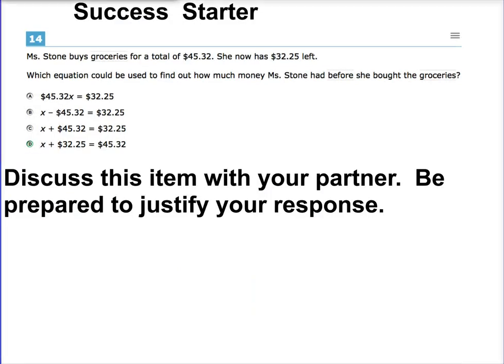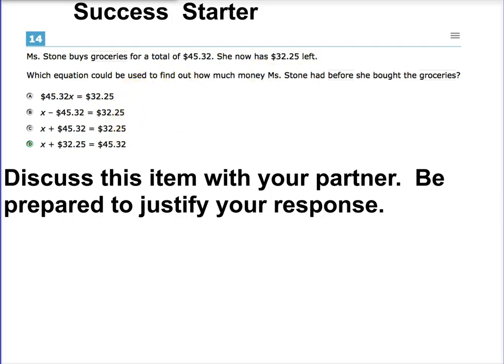First, we're going to start with a couple more items from the Smarter Balanced Test release questions. So for this first one, we have Miss Stone buys groceries for a total of $45.32. She now has $32.25 left. Which equation could be used to find out how much money Miss Stone had before she bought the groceries? And you have your choices here that you would select from.